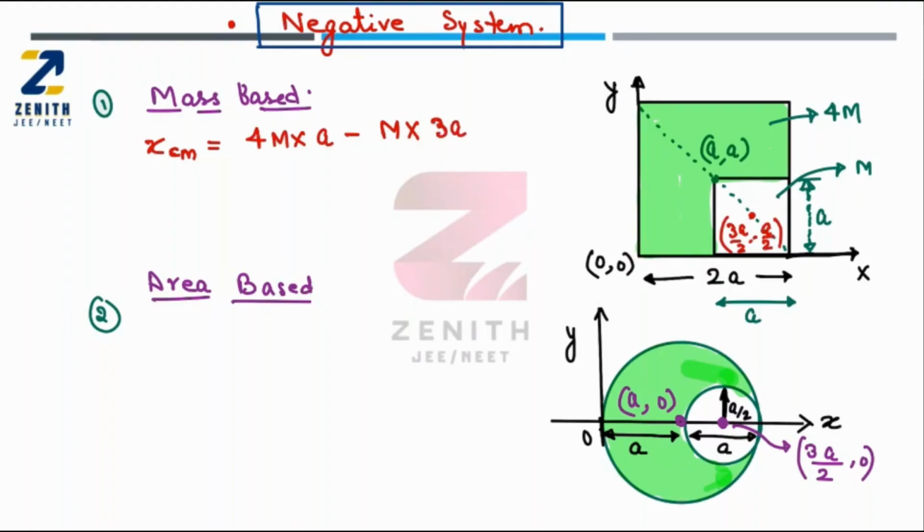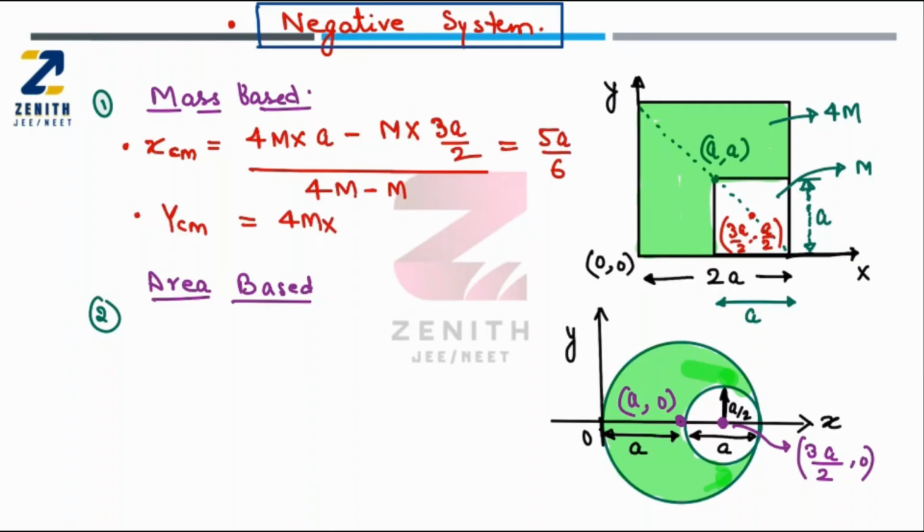Okay, so this is nothing but 3a by 2 divided by the total mass. The total mass will be nothing but 4m minus m. Why are we using the minus sign? Because we are subtracting the small portion from the large portion. Once you solve, you will get the value of 5a by 6. Now if you want to calculate the y center of mass coordinate, what is this? 4m into the y coordinate, which is a, minus m into a by 2, divided by 4m minus m. Once you solve, you will get 7a by 6.